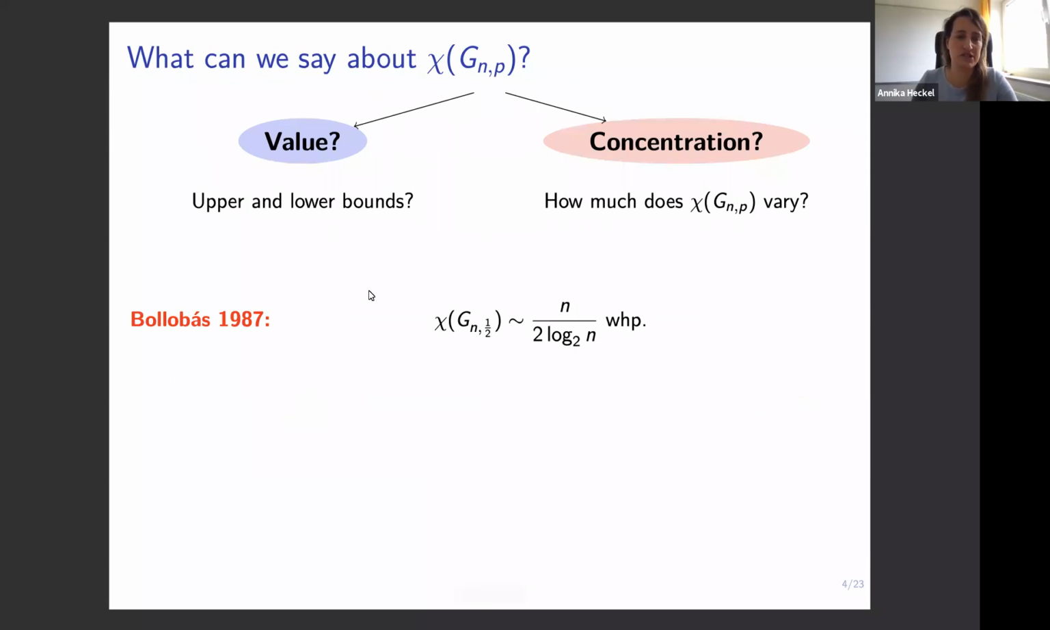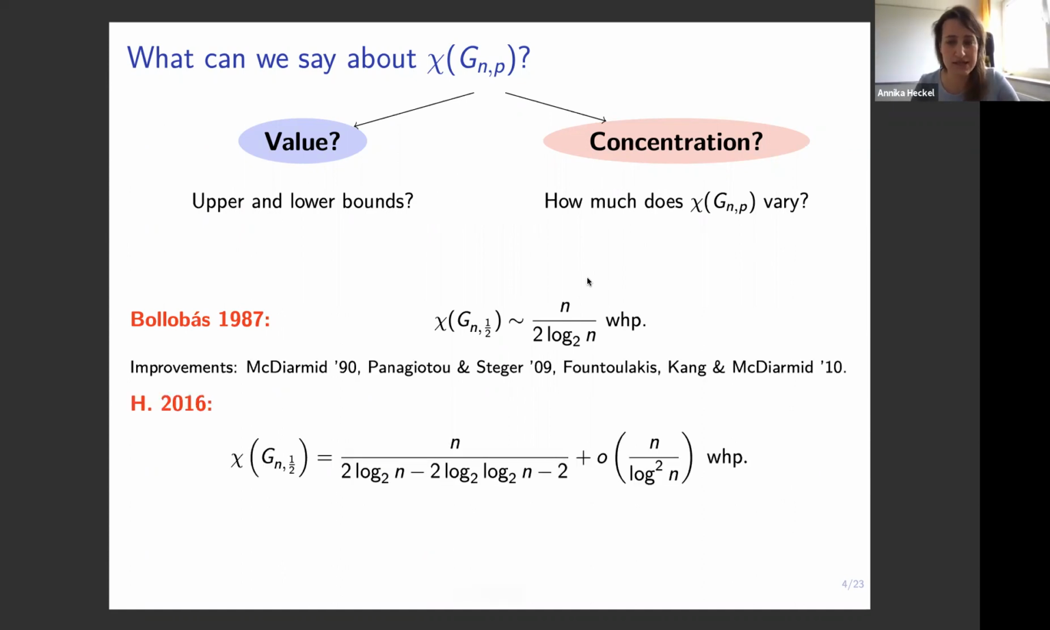Now, on the first question, the value of the chromatic number, there's the classic result by Bollobás from '87, who proved that the chromatic number of G(n,1/2) is asymptotically given by this expression with high probability. So it was already known that this is a lower bound, and he proved the corresponding upper bound. Now, this was sharpened several times over the years and also generalized to G(n,p) for all p, or almost all p. The best bounds for the chromatic number of G(n,1/2) at the moment are from 2016.